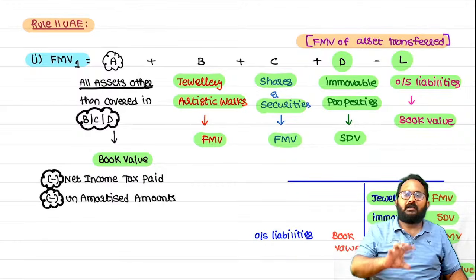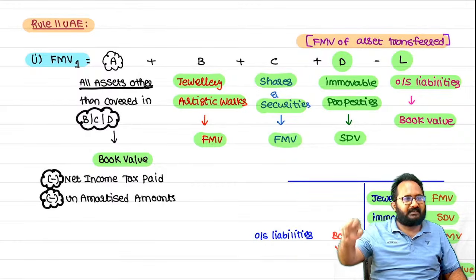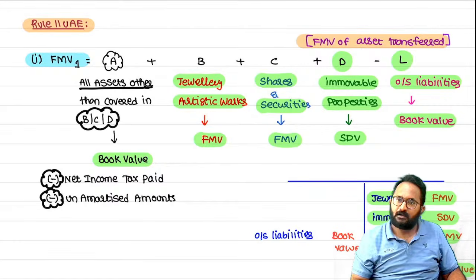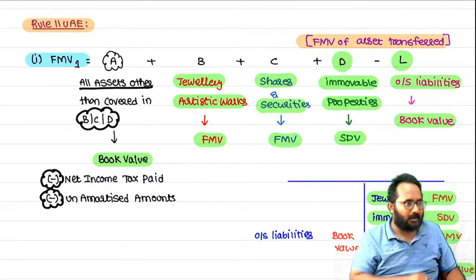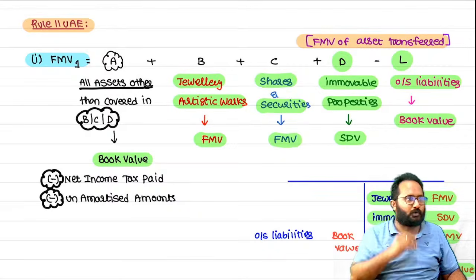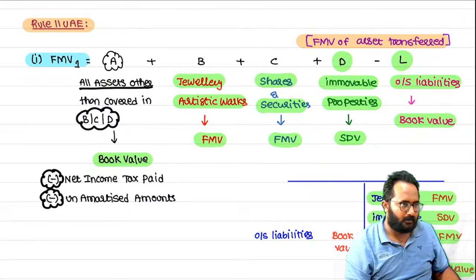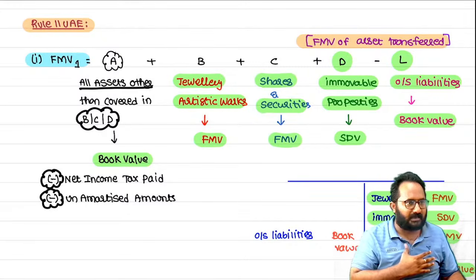A means what? Any asset other than B, C, D. Some examples: stock, debtors, cash. What value? Book value. But from this we have to reduce two things: unamortized amounts as well as what, ma? Net income tax paid. So then you will get the fair market value 1.